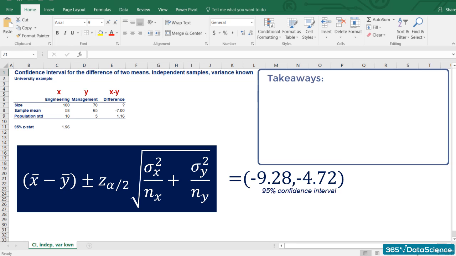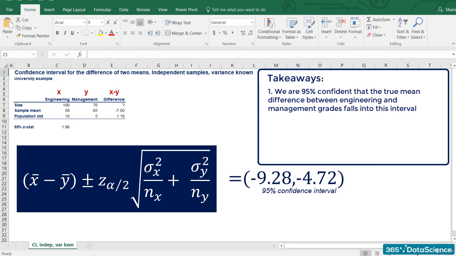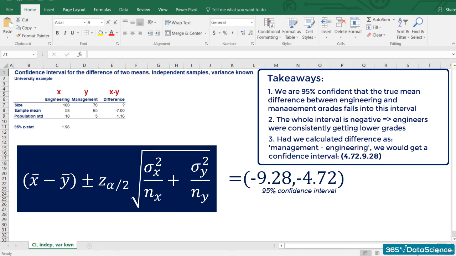All right. What's the interpretation? We are 95% confident that the true mean difference between engineering and management grades falls into this interval. Note that this time the whole interval is negative. This is because we were calculating engineering grade minus management grade. As the engineers were consistently getting lower grades, the difference is negative. Had we calculated the difference as management minus engineering, we would have obtained a confidence interval between 4.72 and 9.28. Completely symmetrical around zero.